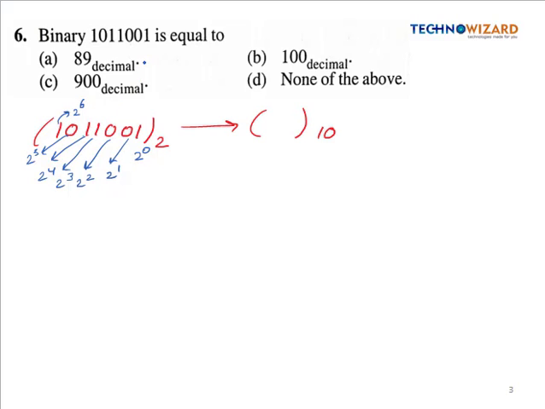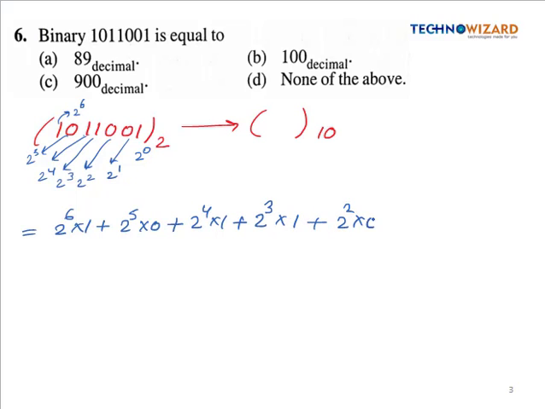Now we have to find out the decimal. 2 to the power 6 is simply 64. So this will be equal to 2 to the power 6 into 1 plus 2 to the power 5, which is 32, into 0. This will become 0. Then 2 to the power 4 into 1 plus 2 to the power 3 into 1 plus 2 to the power 2 into 0 plus 2 to the power 1 into 0 plus 2 to the power 0 into 1. Simplify this, you will get the answer.